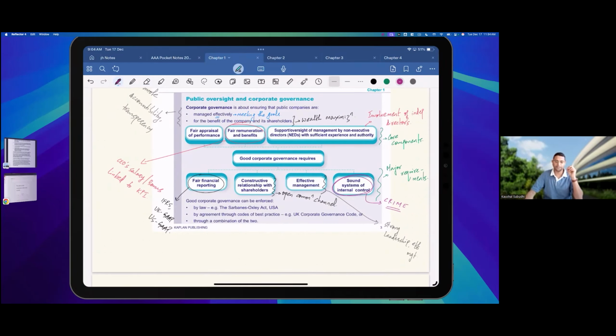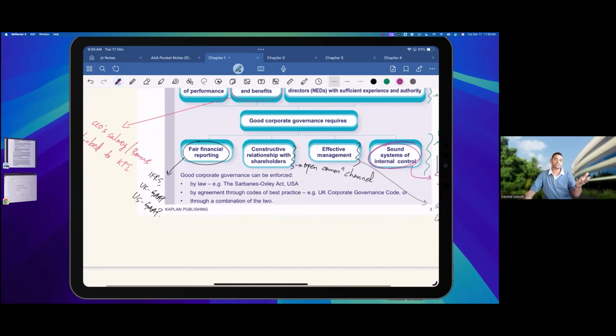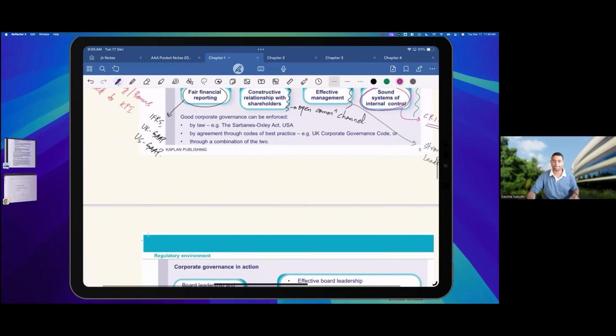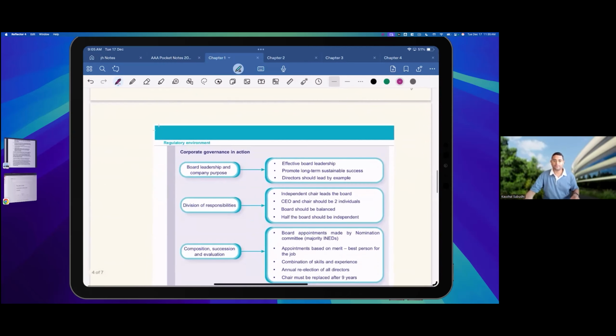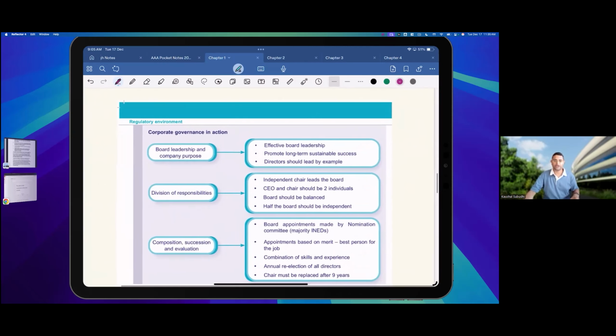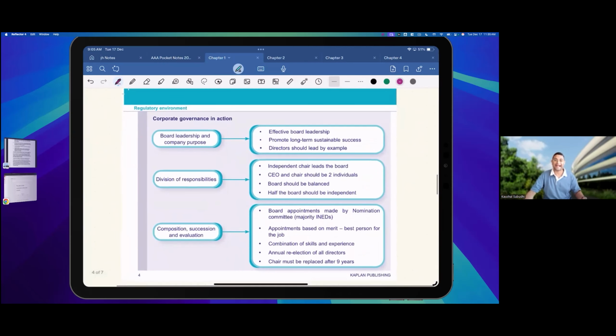There are some examples here. So of course you have mechanisms which are needed by law, that is, good corporate governance can be enforced by law as per the SOX Act, which I mentioned briefly in the beginning. And then by agreement through the codes of best practice, the UK Corporate Governance Code, or through a combination of the two as well.